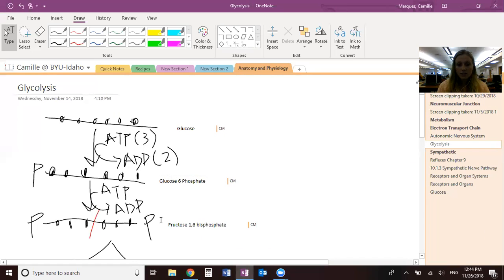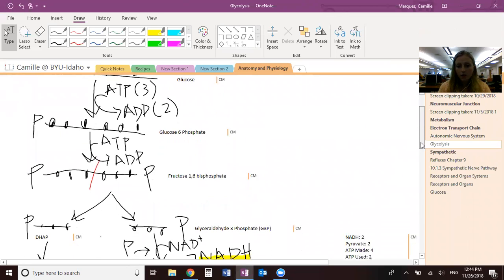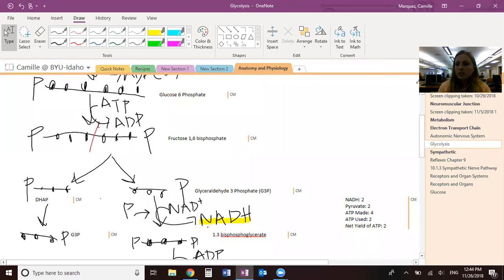We're going to do that process again to add another phosphate to the other side. So ATP is going to donate a phosphate, become ADP, which adds that phosphate on the other side, which becomes fructose 1,6 bisphosphate. At this point, we're just going to split that molecule down the middle. And so that is going to create DHAP, which has the phosphate in the front, and we have glyceraldehyde 3 phosphate, or G3P, which has the phosphate at the end.